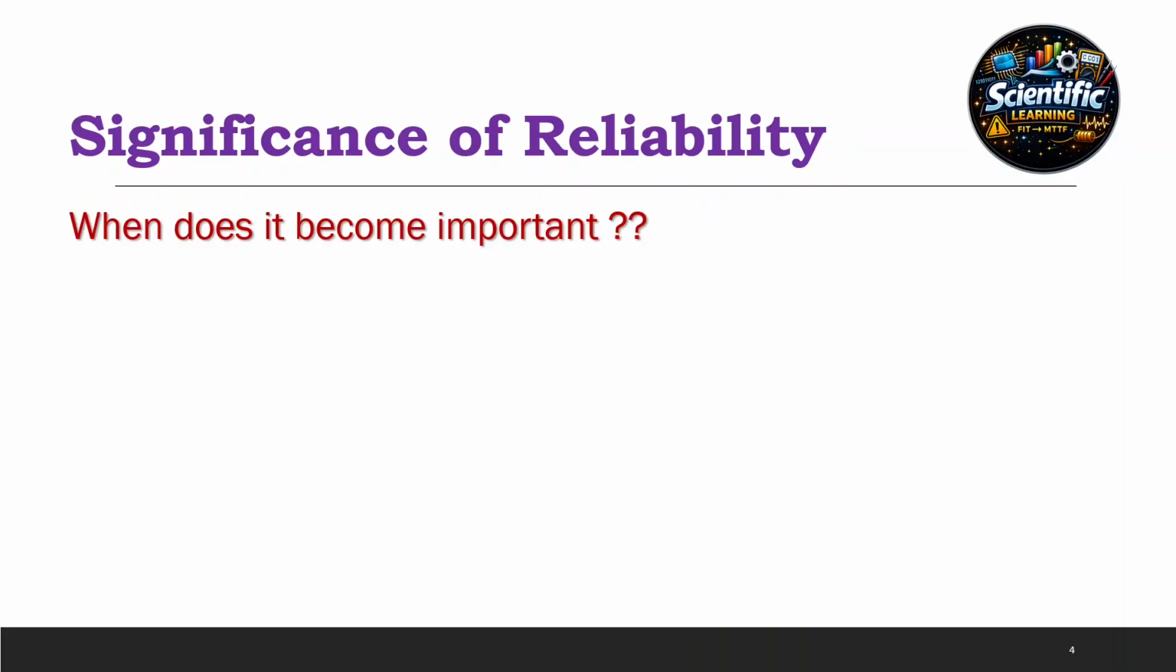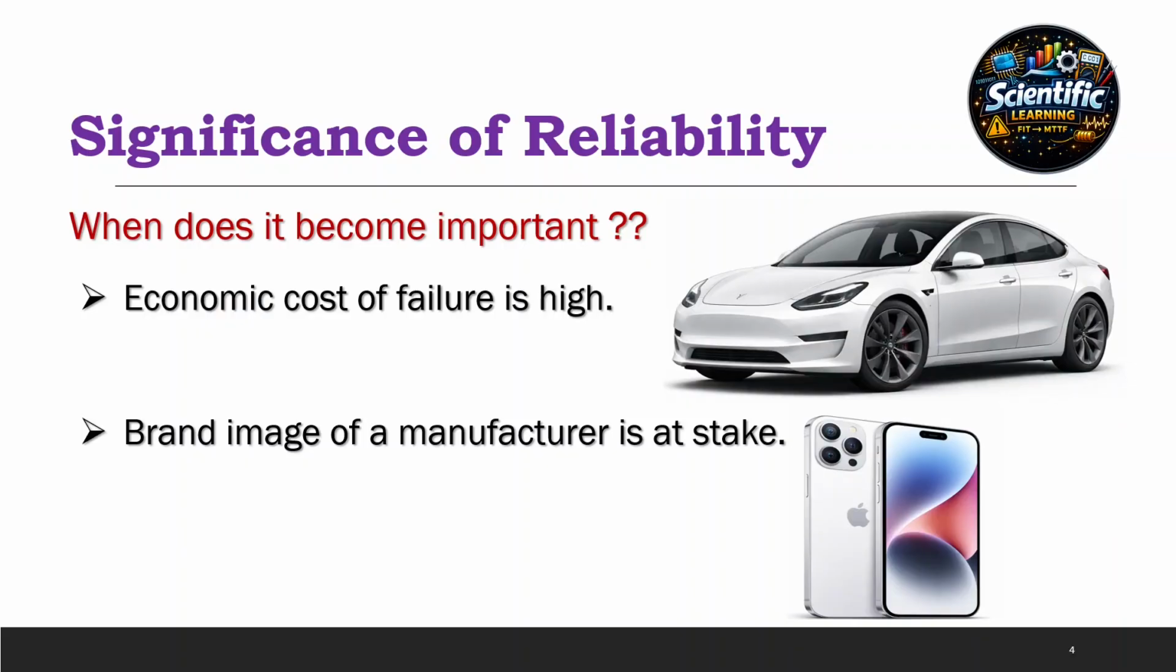Then, what is the significance of reliability? When does reliability become important? When do suppliers or buyers start thinking about reliability? They do so when the economic cost of failure is high. For example, when buying or selling a car, we tend to be forgiving when cheap products fail, but reliability is absolutely essential and important when large cost is involved. And secondly, when the brand image of a manufacturer is at stake, they ensure high reliability in those cases. For example, the Apple iPhones.